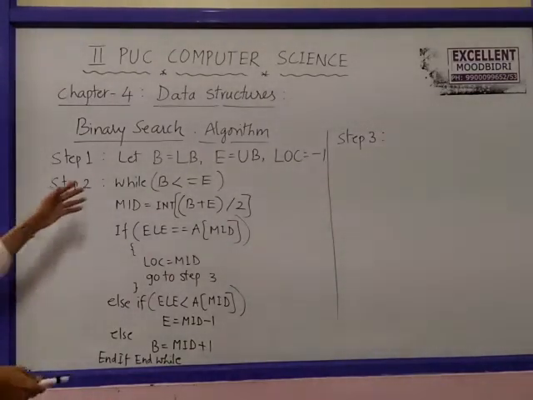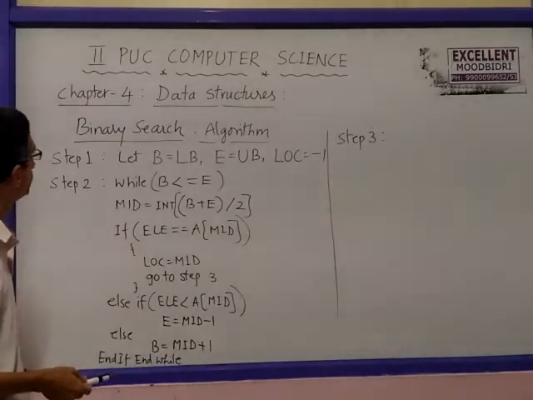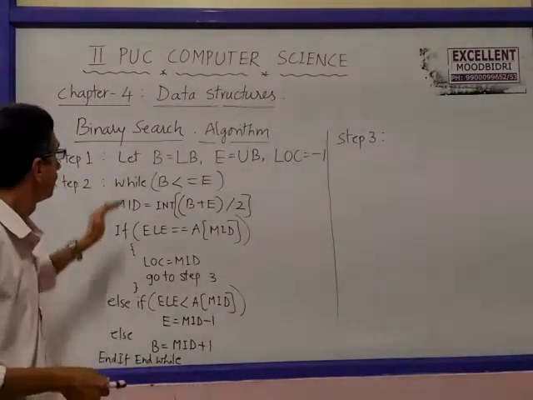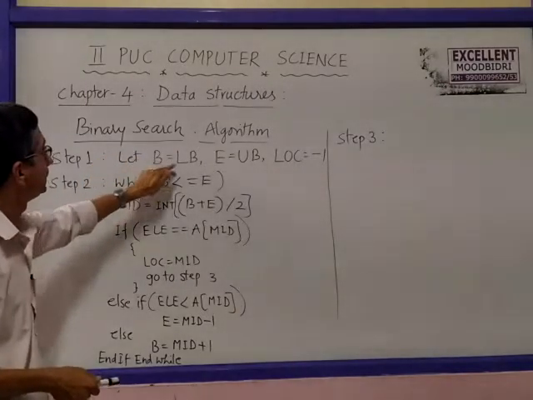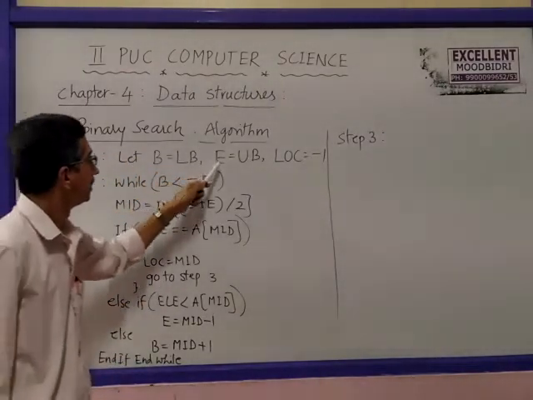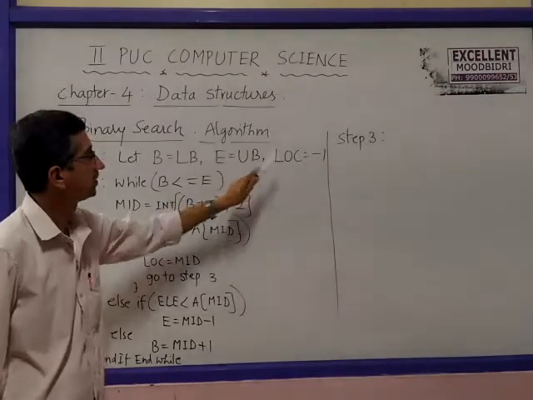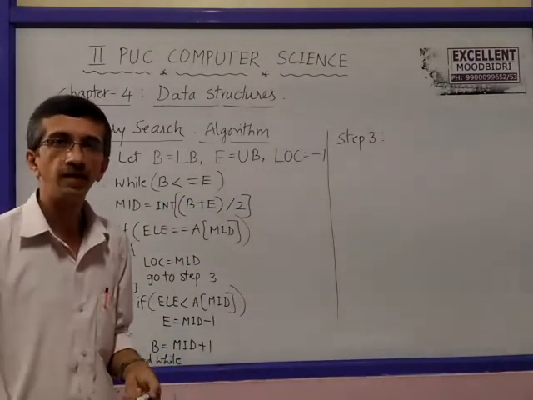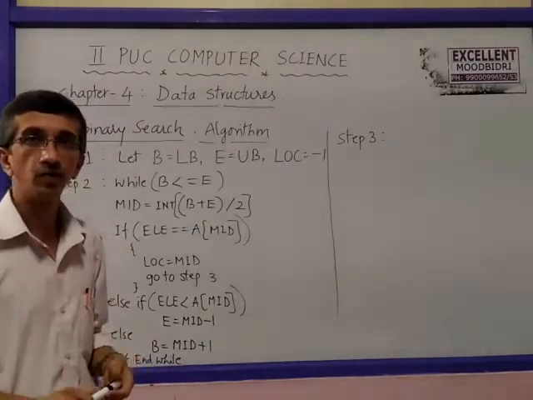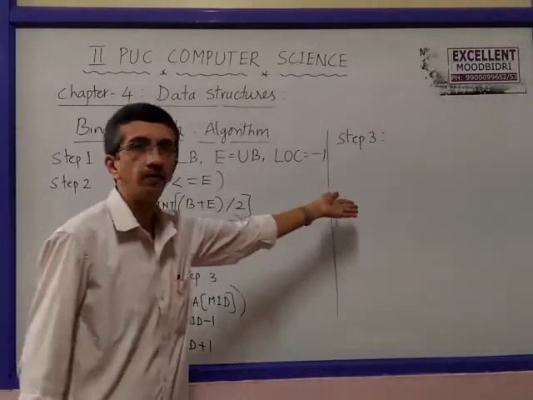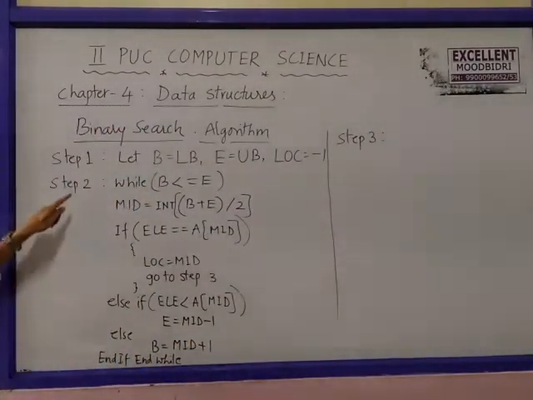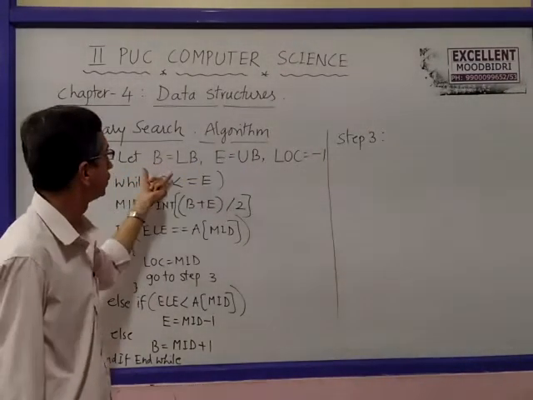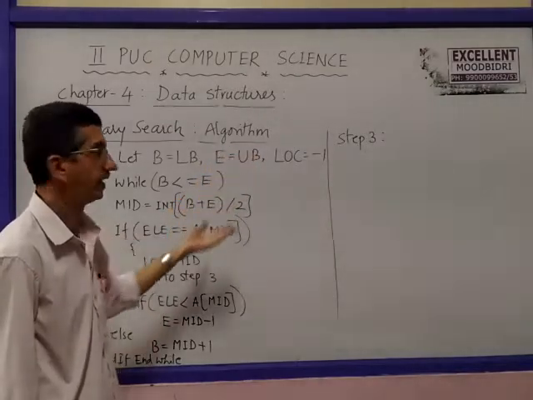Now let us see the algorithm. Binary search. Step 1, 2 and 3. Only 3 steps. Let B is equal to lower bound, E is equal to upper bound, and location is equal to -1. As in the case of linear search, location variable has to be initialized to -1 because in case it is not found later, we want to display it. B is lower bound, E is upper bound. You can also take begin and end, two variables.